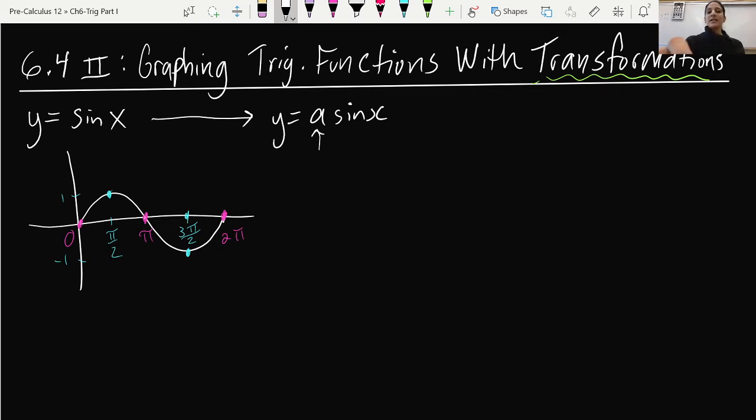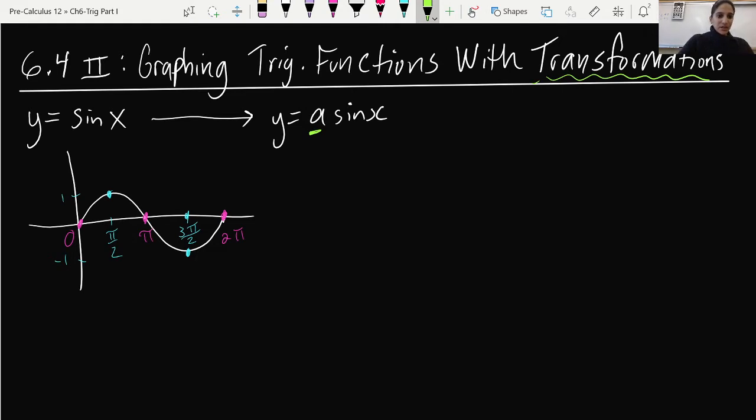Since the a is in front of the entire sine x, we know that it's going to impact the y value. That means it's going to stretch it up and down or shrink it up and down. That's the impact that the a value could have on our graph. So it's an example of a stretch, to refer back to the transformation terminology.